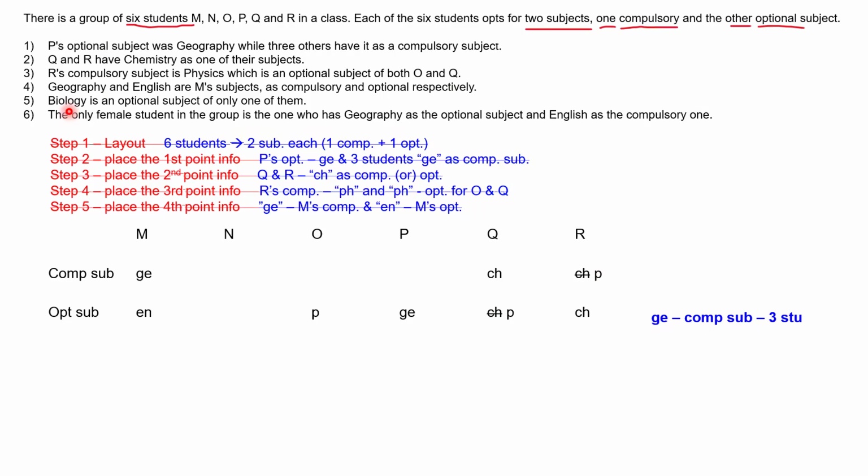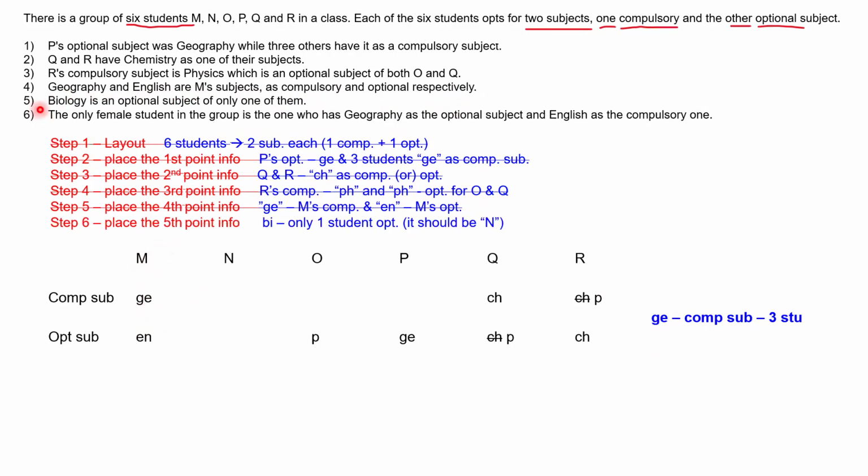And in the fourth point, it's given that geography and English are M's subjects as compulsory and optional respectively. So under M, we'll write geography as compulsory and English as optional. In the fifth pointer, it is given that biology is an optional subject of only one of them. So out of all the six students, only one student will have biology as an option. The only leftover student here is N. So under N, we'll write biology as optional.